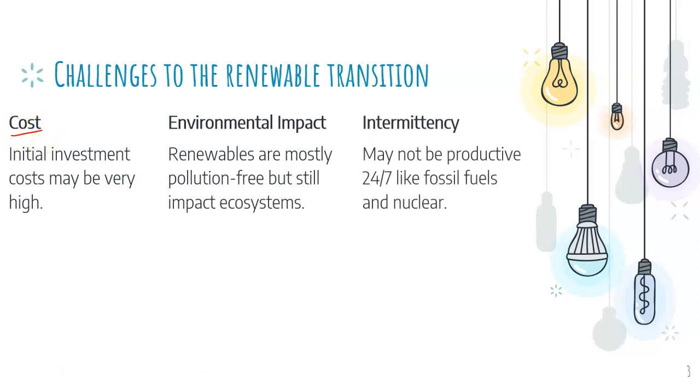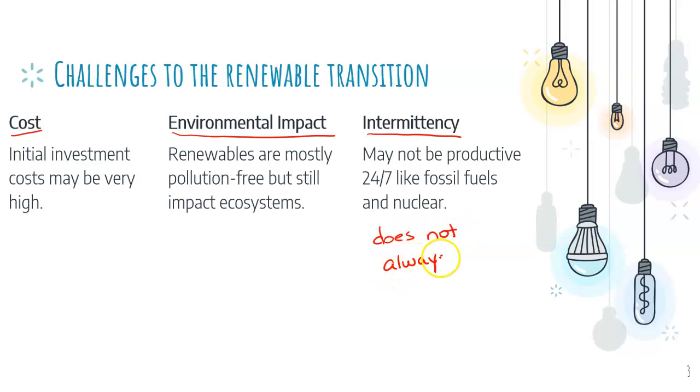While costs long term are lower, the initial investment is usually very high. So putting solar panels on your house, while over many years you will get a return on your investment, the initial cost is very high, so people really have trouble paying for it. Environmental impact: they're mostly pollution free, but sometimes they still affect ecosystems, like wind turbines, for example. And then intermittency basically means that it does not always produce energy.